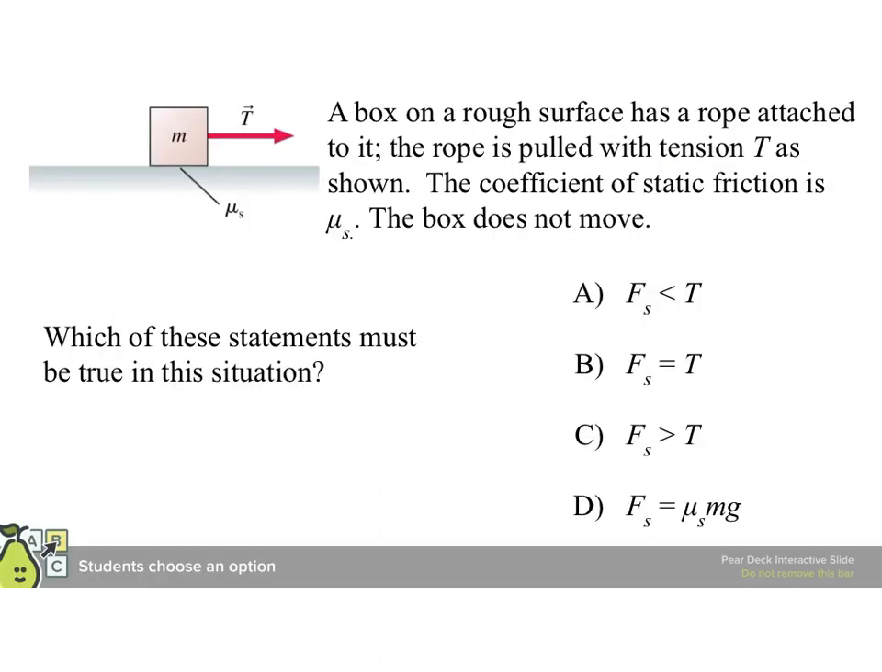So a couple of example problems. A box on a rough surface has a rope attached to it. The rope is pulled with tension T as shown. The coefficient of static friction is mu sub s. The box does not move. Which of these statements must be true in this situation?